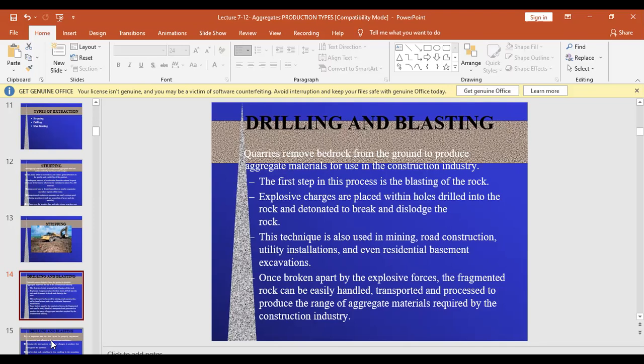Now, once that rock is blasted, you can easily gather those rocks, and then you have to transport and process them to produce a range of aggregate materials required by the construction industry. But this drilling and blasting is a very, very efficient technique. And actually it should be just blasting. Why blasting? Because of the detonator used, you have to cordon off the area, which should not be within the city area. It should not be urbanized, heavily congested with people living over there.